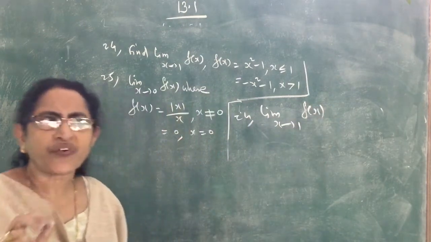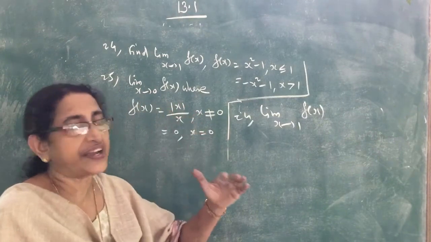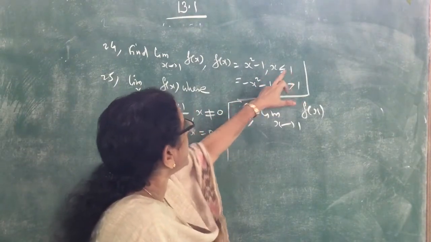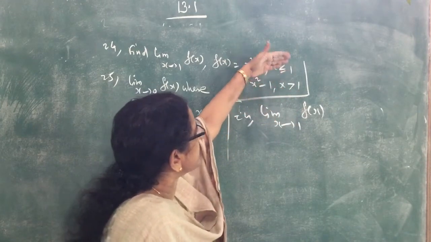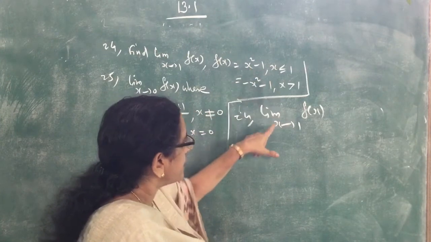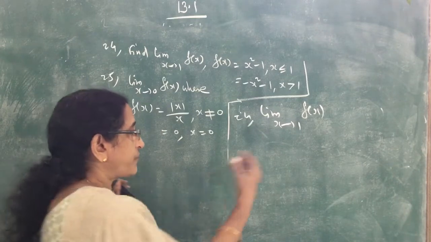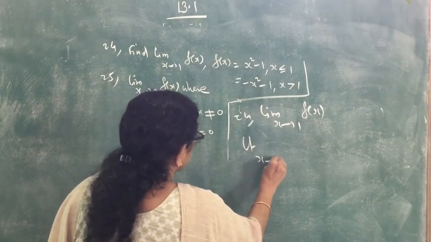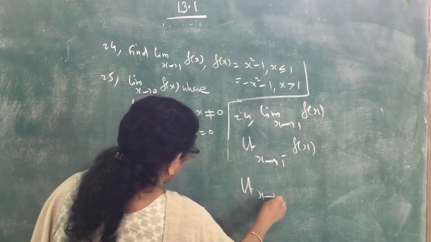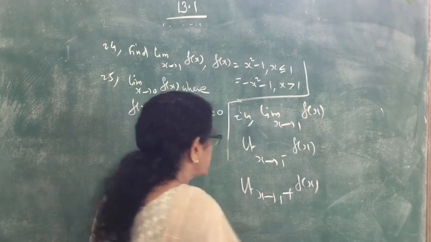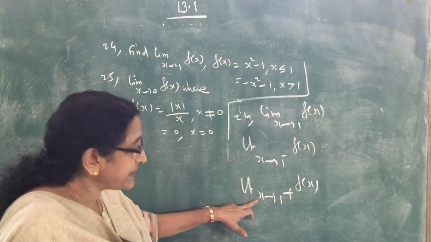When we want to find a limit, we have to see the definition of the function, how the function is defined. When x is less than or equal to 1, f of x is this one. When x is greater than 1, the function is this one. So we need limit x tends to 1 minus f of x, this is the left limit, and limit x tends to 1 plus f of x. This is the left hand limit at x equal to 1, and this is the right hand limit at x equal to 1.